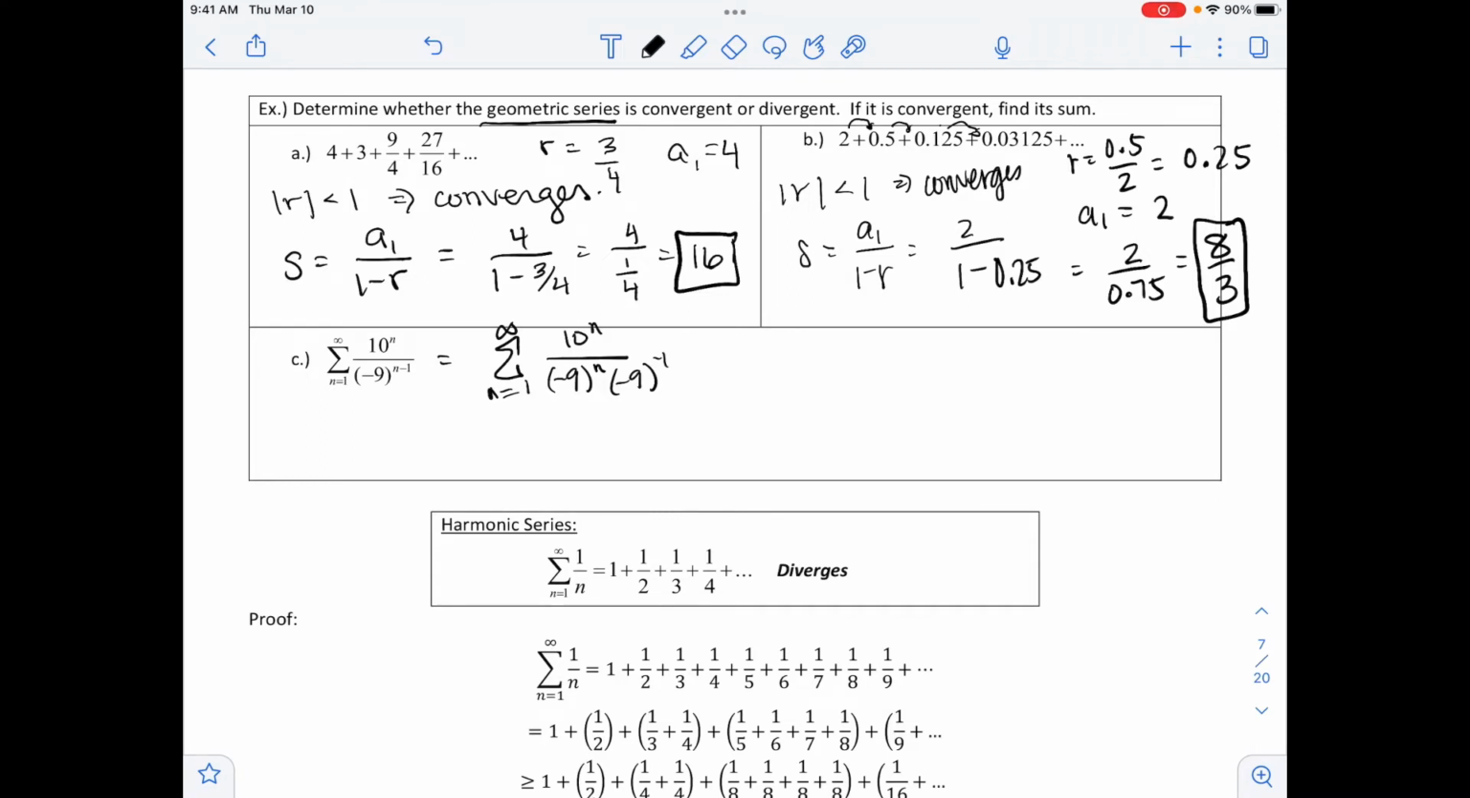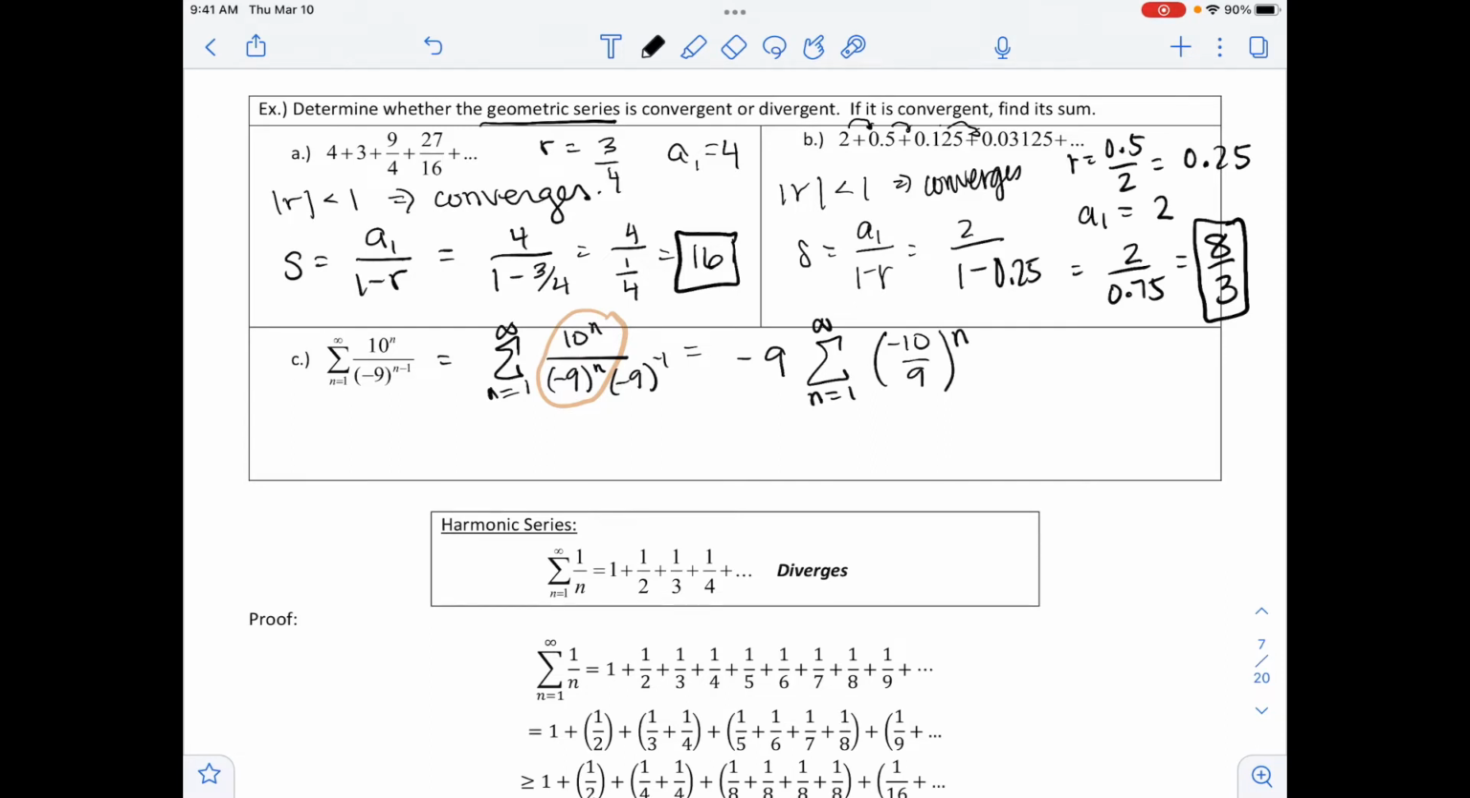So the negative 9 to the negative first, since it's in the denominator, means it's going to move to the numerator, and that would be a negative 9. And I'm going to put that out in front of my sum, just because that is a constant value, and that was one of those rules that we had. Since we have 10 to the nth and negative 9 to the nth, they're both raised to the same power, so I can rewrite this as negative 10 over 9 to the nth power.